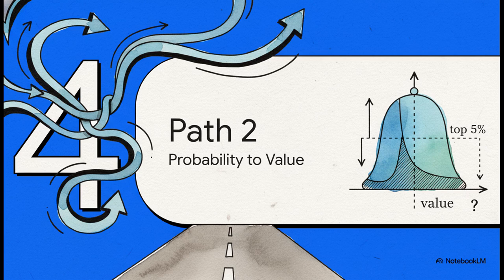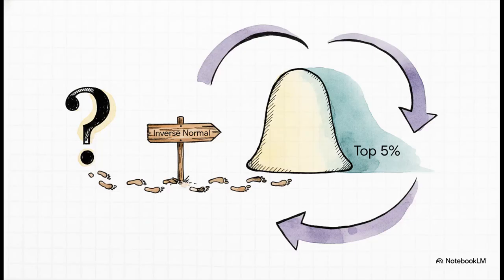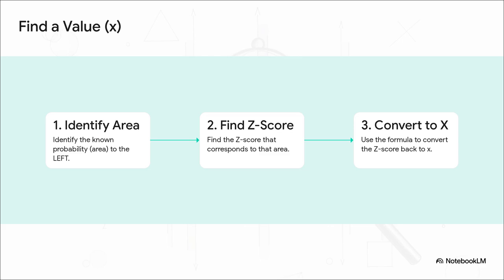Okay, so that was path 1. But what if we flip the whole problem on its head? What if we start with the probability? Like, what score do you need to be in the top 5% of all applicants? And we want to work backwards to find the actual score. Well, that's our second path. This whole reverse journey has a technical name, and honestly, it makes perfect sense. It's called an inverse normal calculation. Instead of going from a value to a probability, we're using a known probability to work backwards and find the original value.